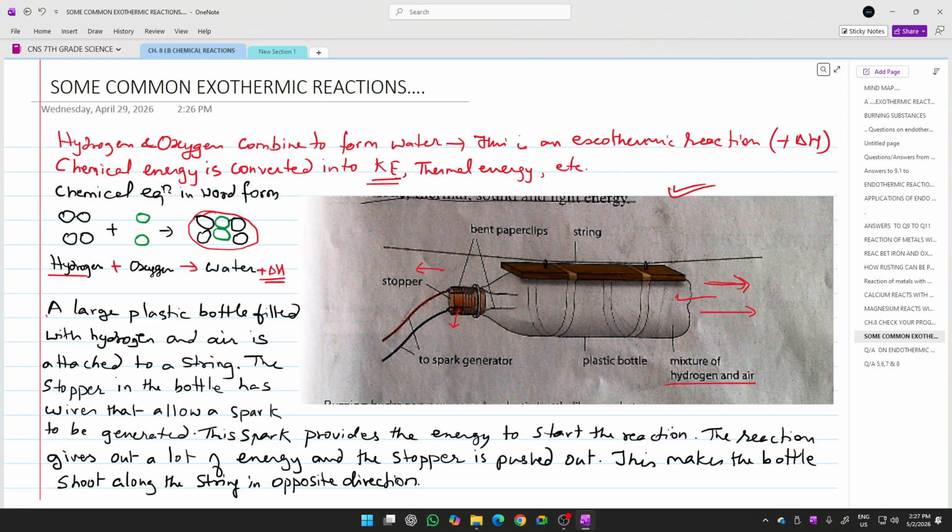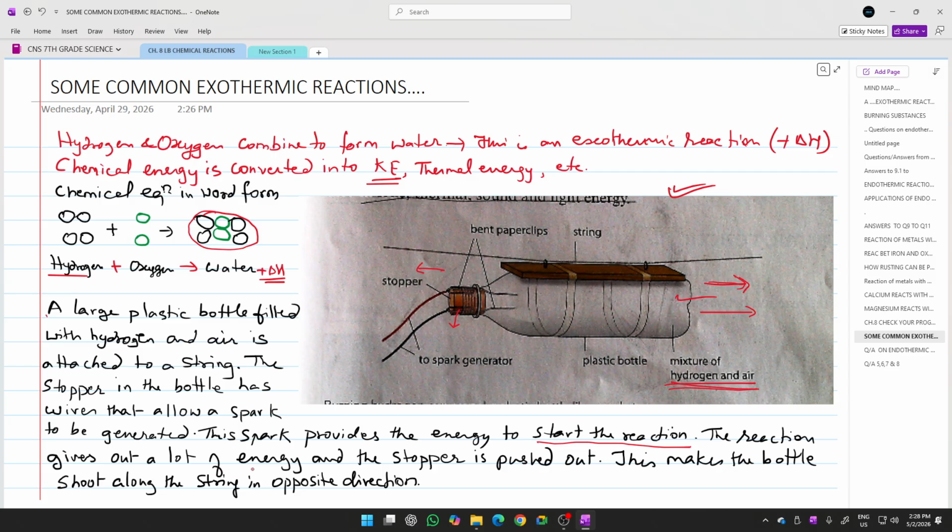Through the stopper, I told you there are two wires entering the bottle. These wires will create a spark, and that spark is going to start the reaction between the hydrogen and the oxygen inside the bottle. So the bottle has wires that allow a spark to be generated. Once the spark is generated, the spark provides the energy to start the reaction. Start the reaction between what? Between the hydrogen and the oxygen inside the bottle.